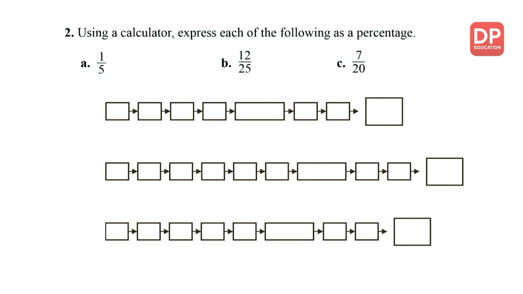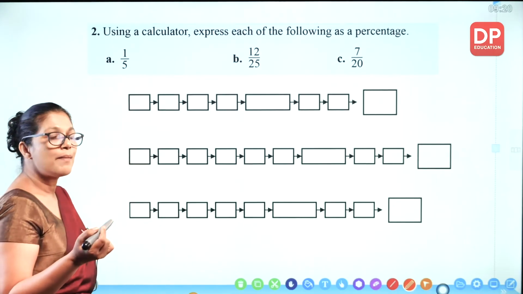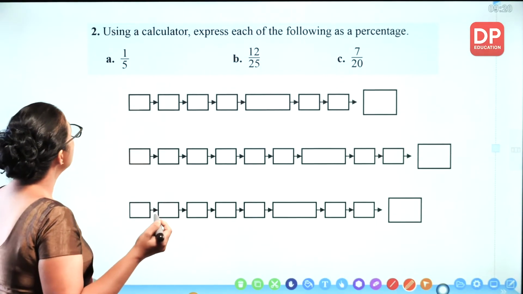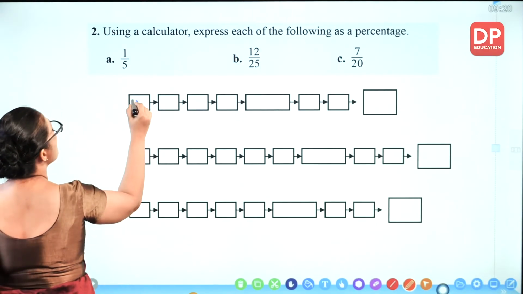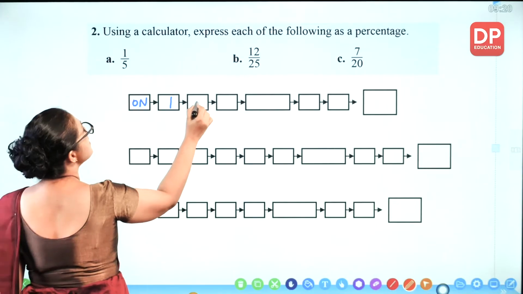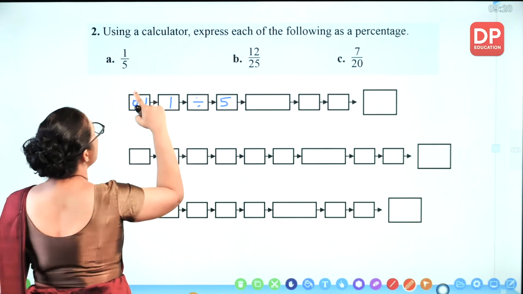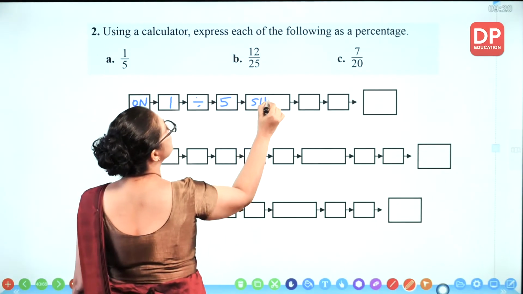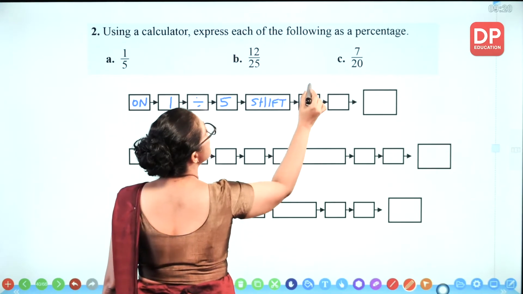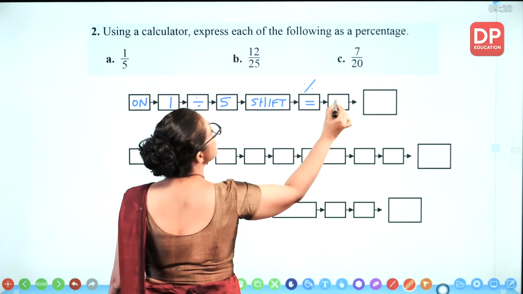Using a calculator, express the fractions as a percentage. So you need to multiply by 100%. So switch on the calculator. 1 divided by 5 and the percentage sign. Shift with equals.